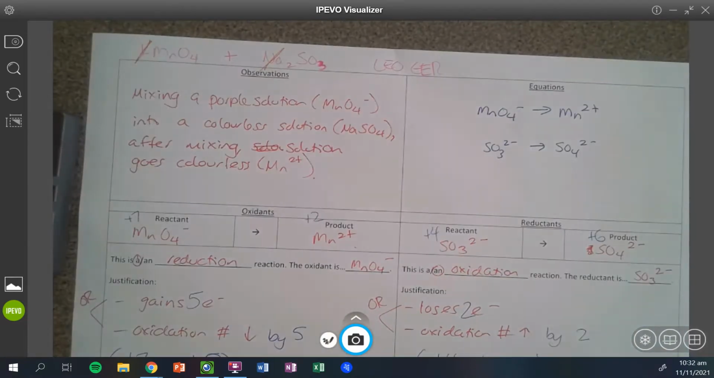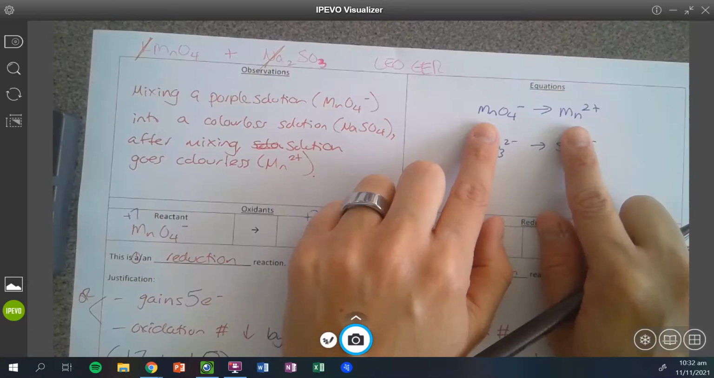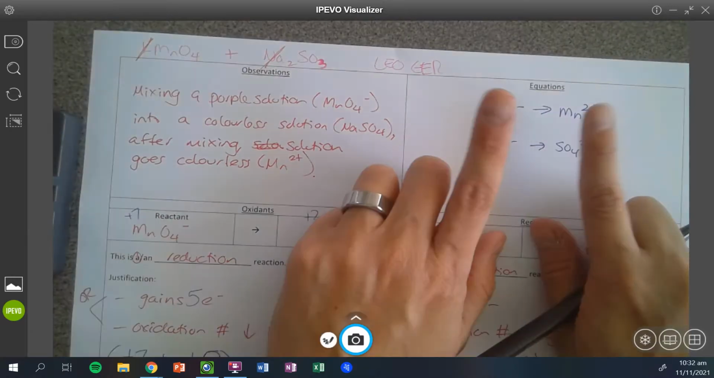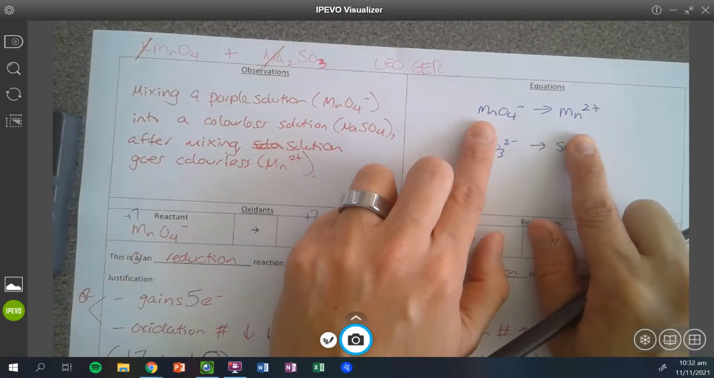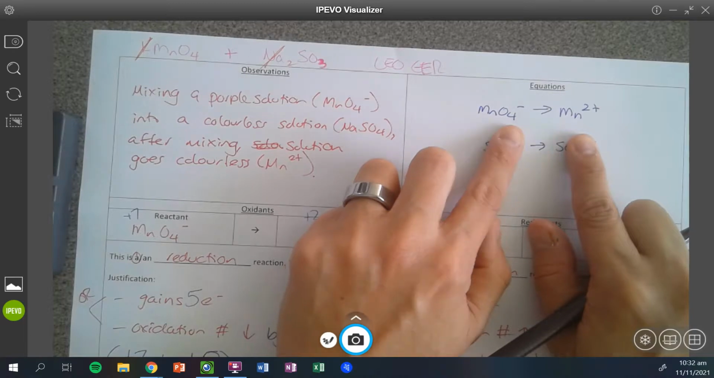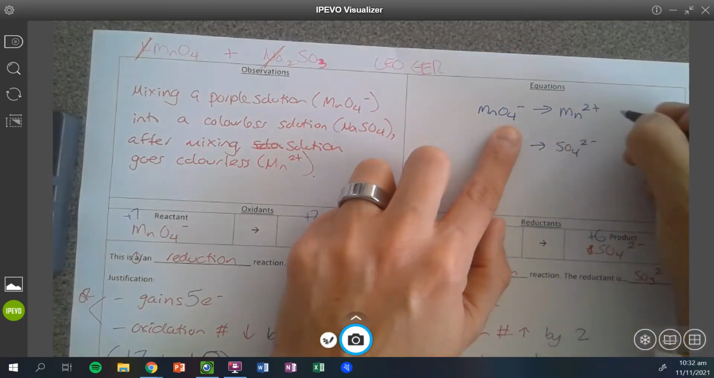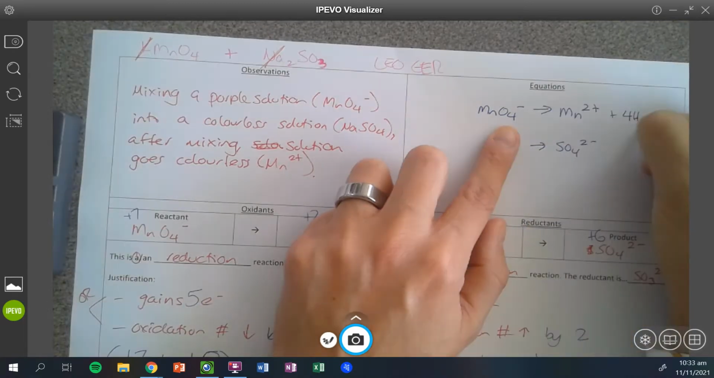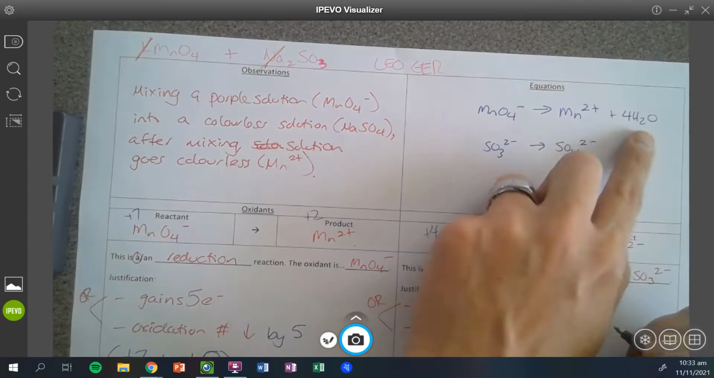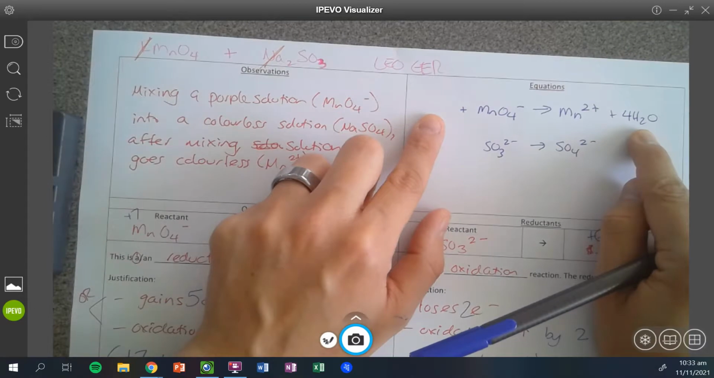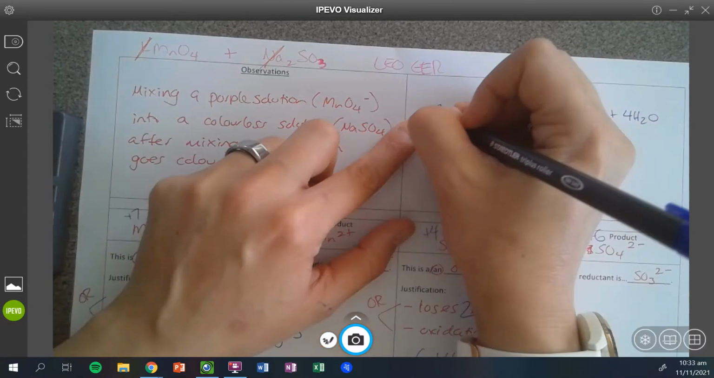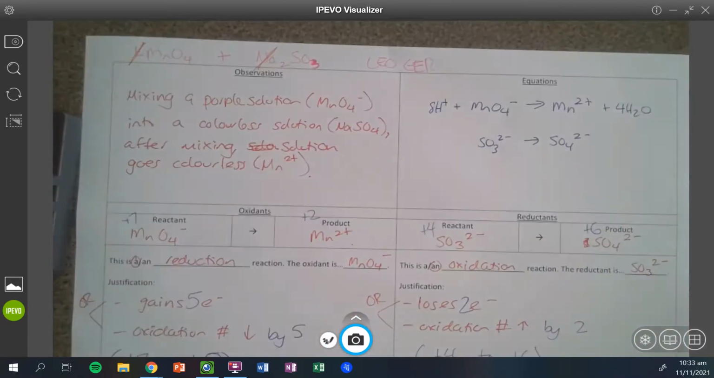First thing I'm going to double check is the active component, which is the manganese. Is that balanced? 1, 1, good. We don't have to do any multiples. Next thing we have to look for is the oxygen. There's 4 on this side, so I'm putting 4 waters on this side. Now that I've added waters, I need to add hydrogens. So 4 times 2, there are 8 hydrogens there.